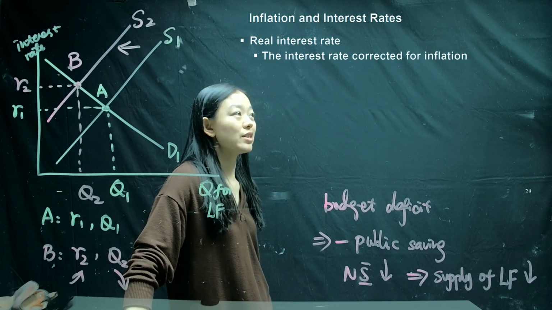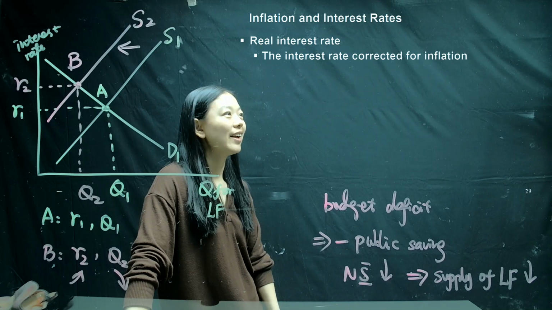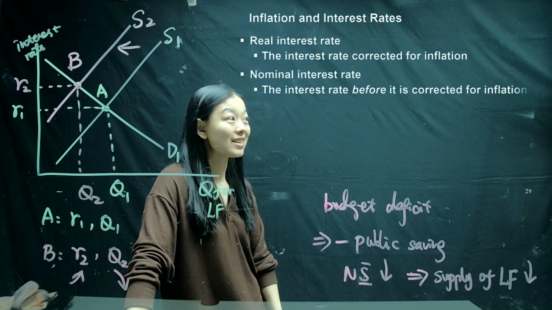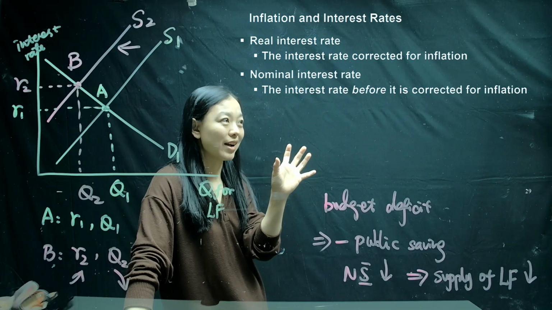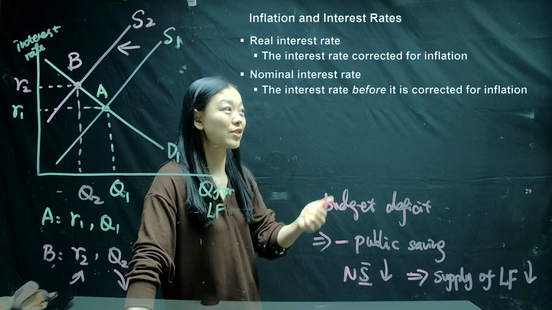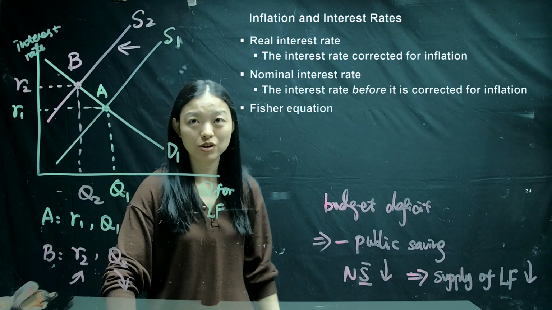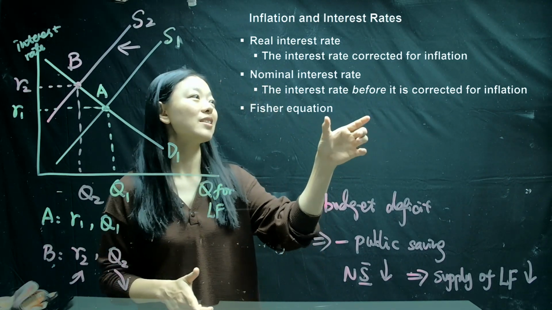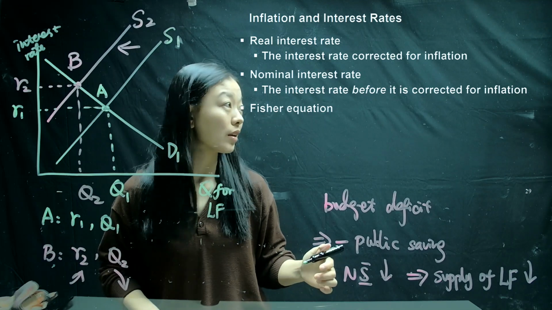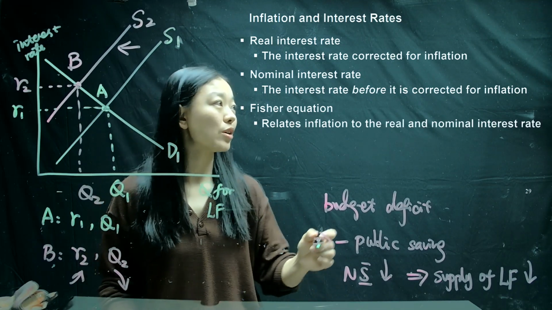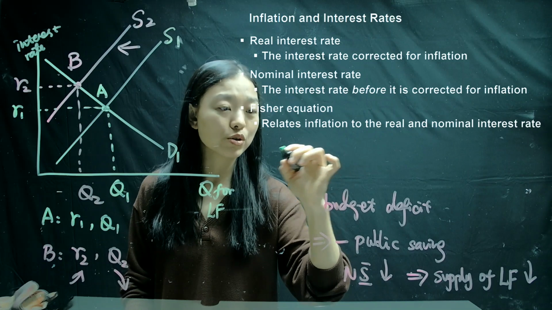The real interest rate is the interest rate already corrected for inflation. We already learned this one, right? And the nominal interest rate doesn't correct for inflation. We also know there is a relationship, right? There's a formula for us to get the real interest rate from the nominal interest rate, which is the Fisher equation. I just give you the name now. This is the name for the equation that we use to correct for the real interest rate.